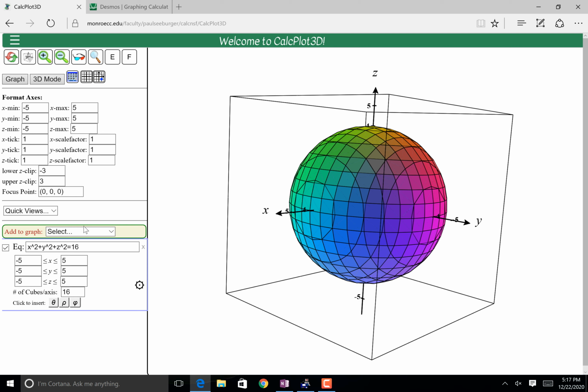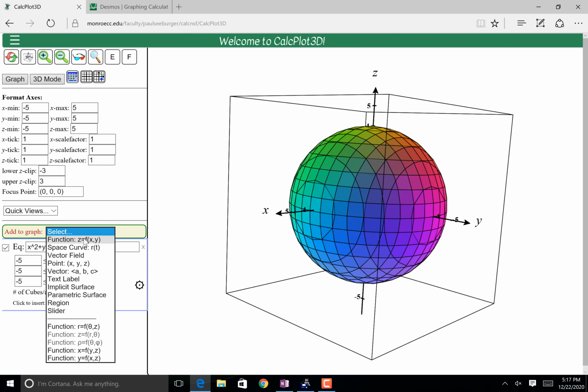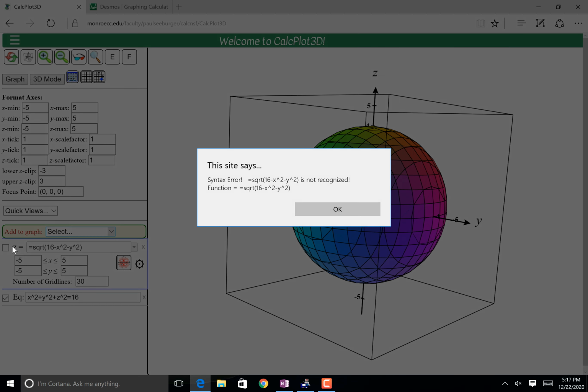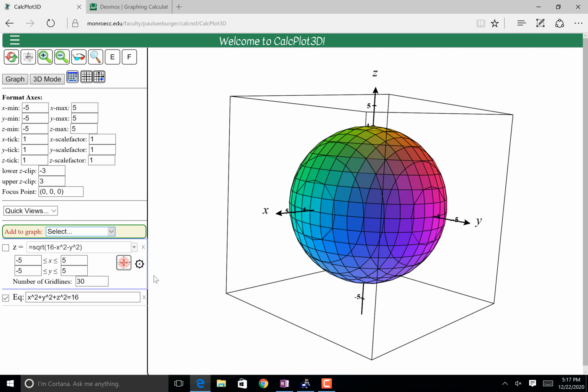Now, some people will go like, Jay, can I graph this as a z equals function? You can. You just gotta know what you're doing. So if you're gonna do it, you're gonna go z equals the square root of parentheses 16 minus x squared minus y squared, square root, like so. Click this on. I'm sorry. What's your problem? What do you mean that's not recognized? Oh, because it's these equals. It's not Excel, Jay. Attaboy.